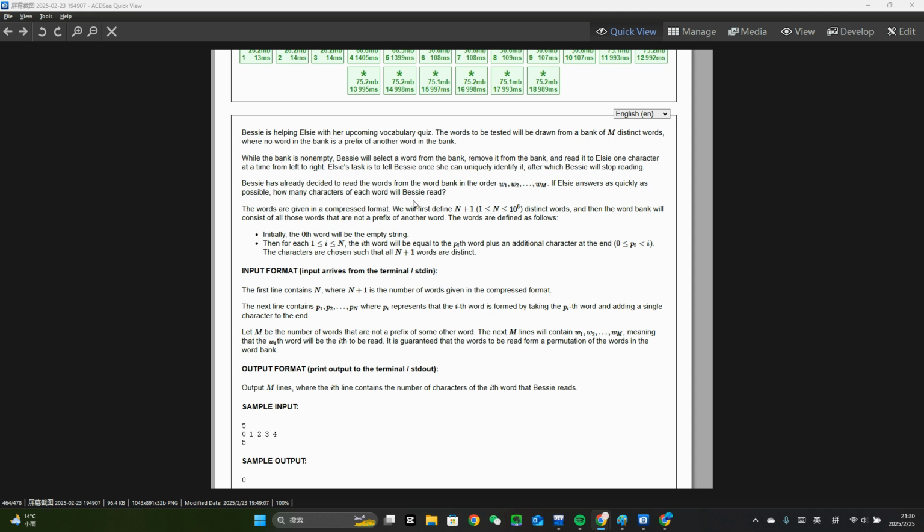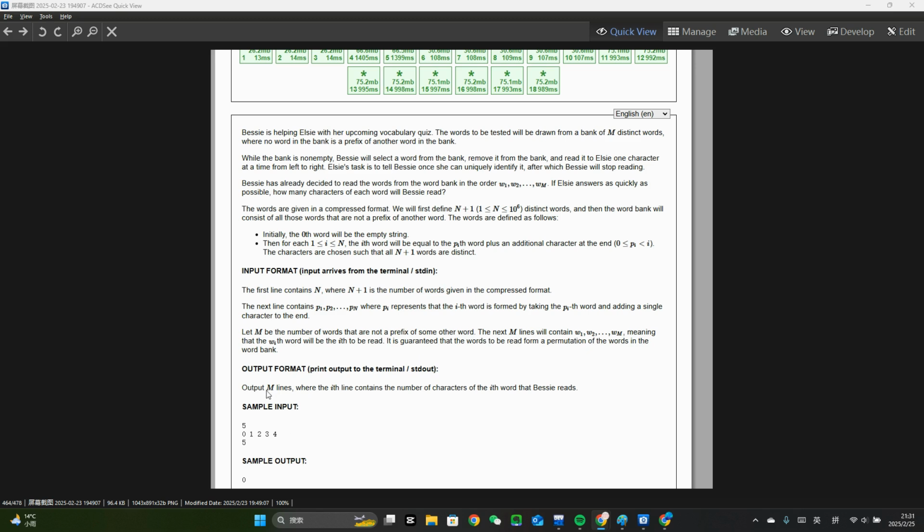So basically what you're being asked is, you're given n+1 words where n is at most 10 to the 6th power, and each word is distinct. Initially the 0th word is the empty string, and then for each of the n next words, you're given a p_i, where p_i is the root of that word, where you add a single character behind p_i, and the characters added are distinct. So for example, n is 5, so you have 6 words. The 0th one is the empty string. Number 1 is the 0th word plus a letter. Number 2 is the first word plus a letter, and so on and so forth. Number 5 is the 4th word plus a letter.